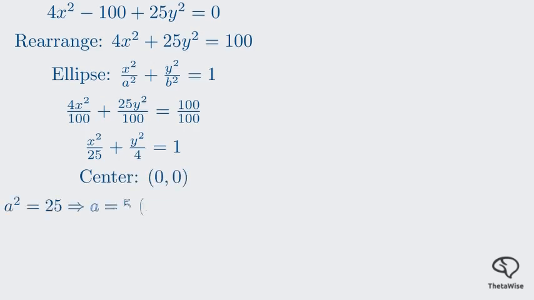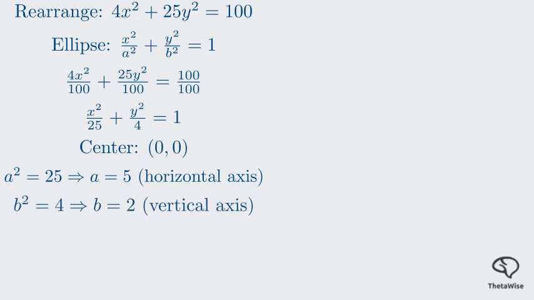Now we can identify the key features of the ellipse. The larger denominator, 25, is under x squared. This means the major axis is horizontal. We know that a squared equals 25, so the length of the semi-major axis, a, is 5. This tells us the ellipse extends 5 units in both the positive and negative x directions from the center. The smaller denominator, 4, is under y squared. We know that b squared equals 4, so the length of the semi-minor axis, b, is 2. This tells us the ellipse extends 2 units in both the positive and negative y directions.